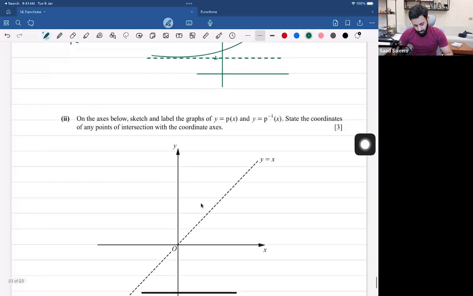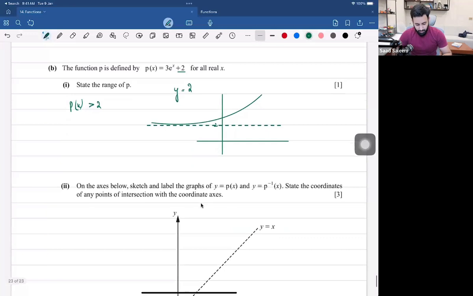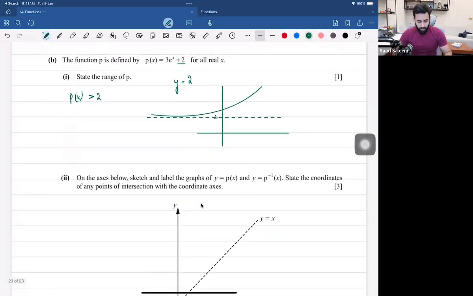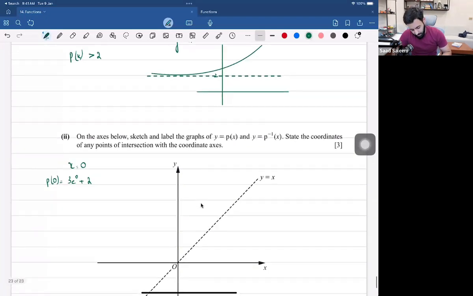That's it. So here is the graph of p of x, which is equal to 3 e power x plus 2. Remember, we know from prior knowledge that this graph will have a y-intercept, but not an x-intercept. How do we find the y-intercept? You plug in x equals 0. So p of 0 becomes 3 e power 0 plus 2. E power 0 is 1, 1 into 3 is 3, 3 plus 2 is 5. So the y-intercept is 5. And remember, the asymptote is y equals 2. So this is what the graph looks like.